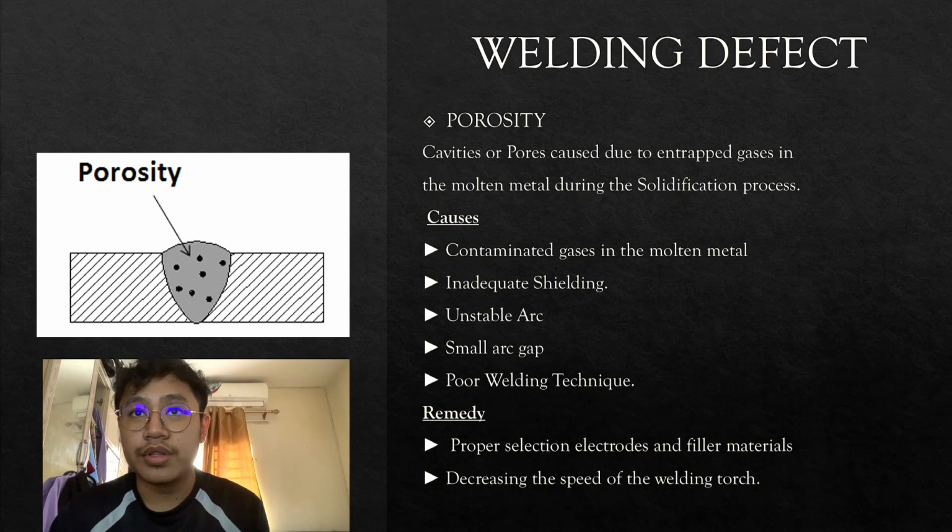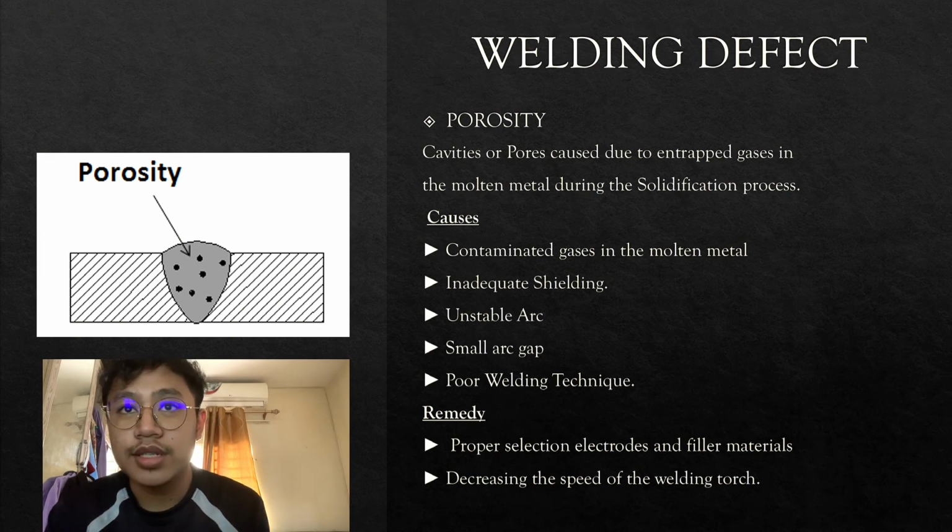Next, porosity. Cavities or pores caused by entrapped gases in the molten metal during the solidification process. The cause is contaminated gases in the molten metal, inadequate shielding, unstable arc, small arc gap, and poor welding technique. The remedy is proper selection of electrode and filler materials, and decreasing the speed of the welding torch.